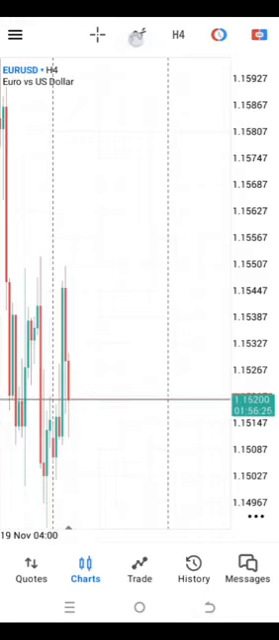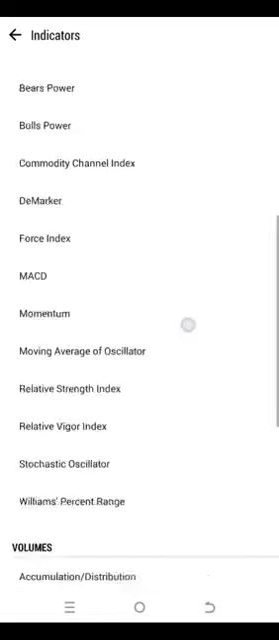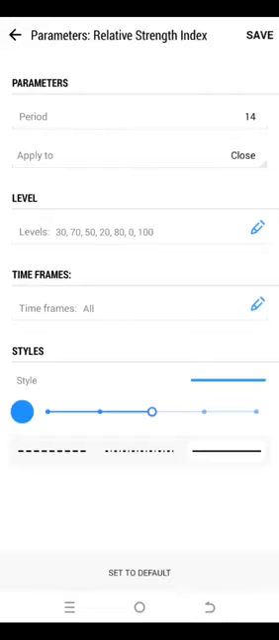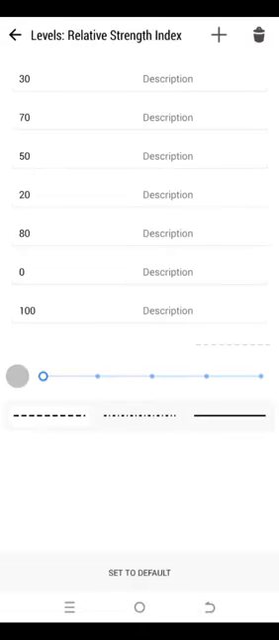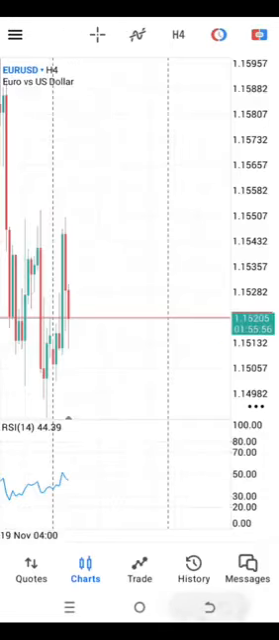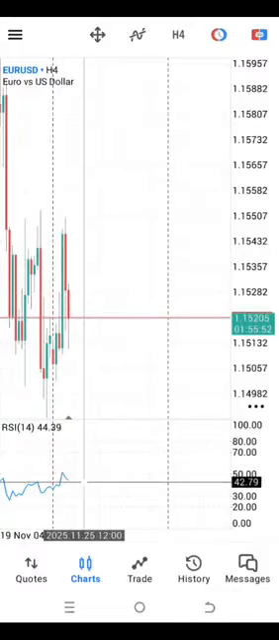So we click here and we go to the main, then we look for relative strength index. We click on it, and then we're going to be adding the levels. Please take note of the levels. We're working with levels 30, 70, 50, 20, 80, 100 and 0. Also take note, we're working with period 14, apply to close, and we click on add to the chart. So this is your relative strength index, guys, just in case you're not familiar with it. That's the relative strength index.